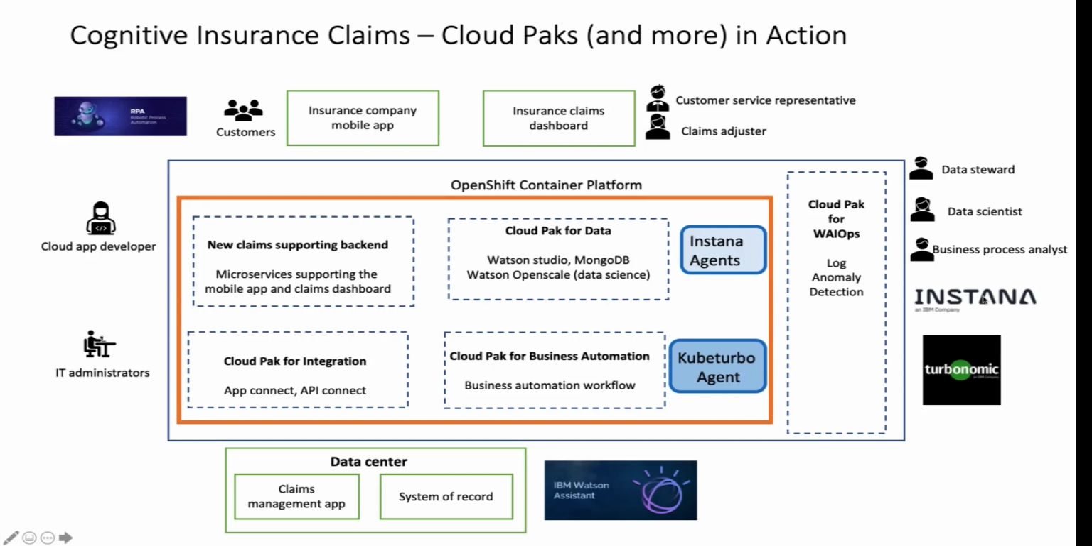Let's review again the architecture diagram. For operational support, we used Instana and Turbonomic, which are offered as part of the IBM Automation Foundation. We installed the Instana agent and the Turbonomic agent on our cluster. We also used Cloud Pak for Watson AIOps to spot log anomalies, as we discussed later in this video.